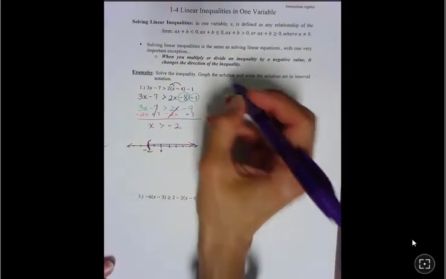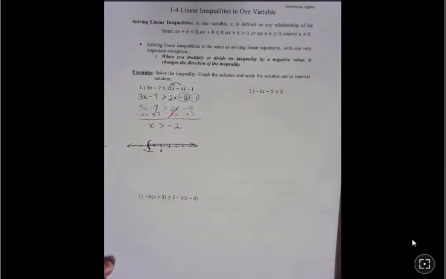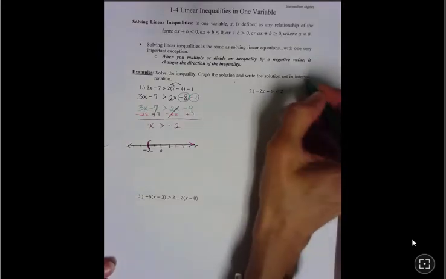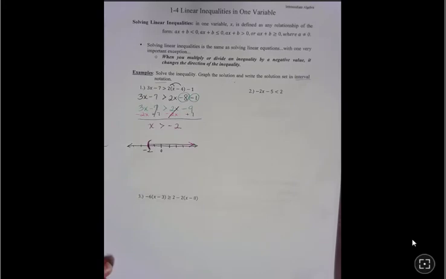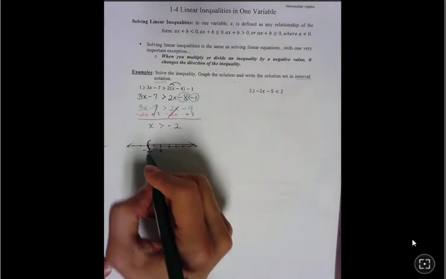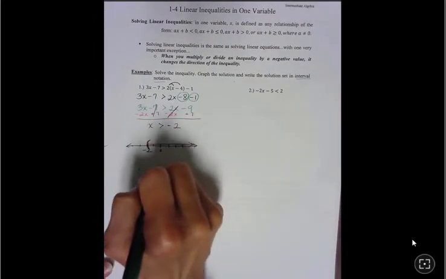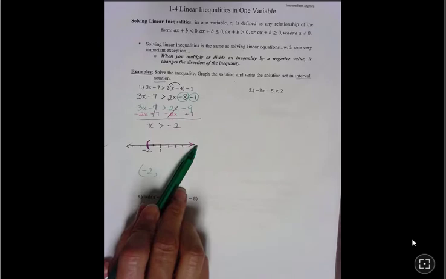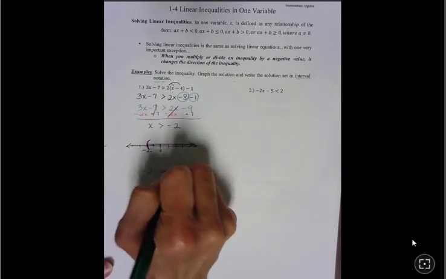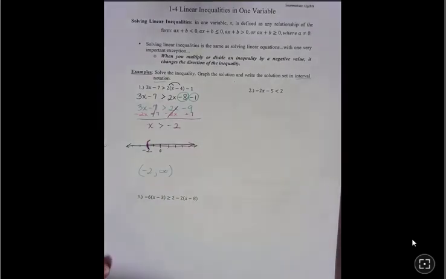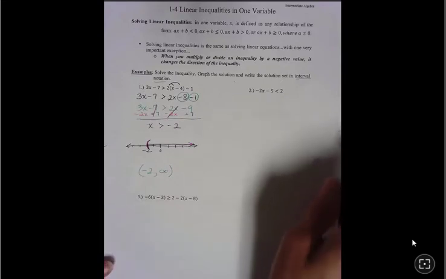And then the last piece is to write the solution set in interval notation. Interval notation, as you recall, has the two endpoints. In this particular case, our endpoint is negative 2, and we would use a parenthesis. And the endpoint at this end would be infinity. Infinity and negative infinity always have a parenthesis because we can't clearly identify a point associated with infinity or negative infinity. Okay, we'll do one more example.